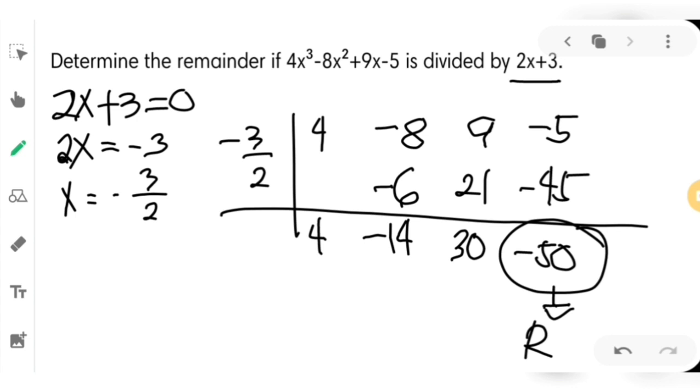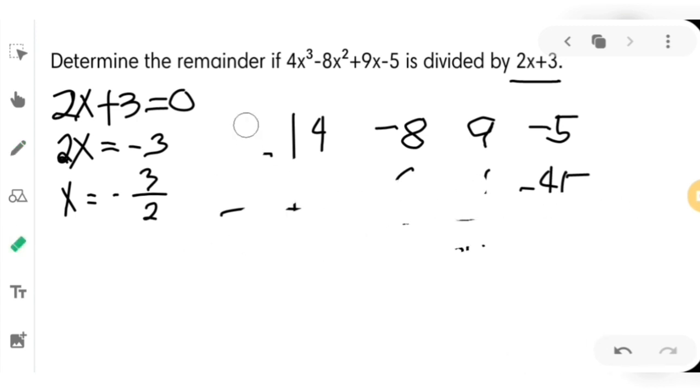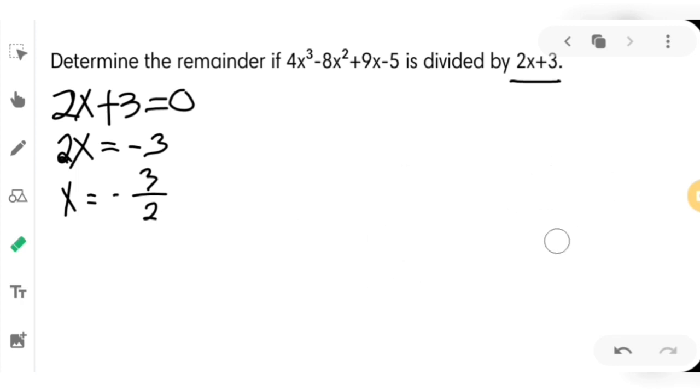Again, the last number in our synthetic division is the remainder if and only if the divisor is a binomial in the first degree. By the way, we don't need to divide the numbers in the bottom row by the denominator of the root of the divisor, because we only need the remainder.